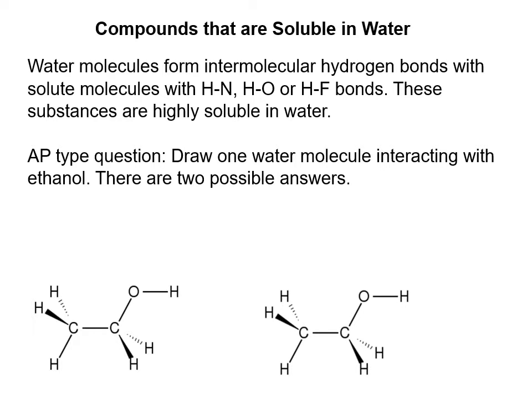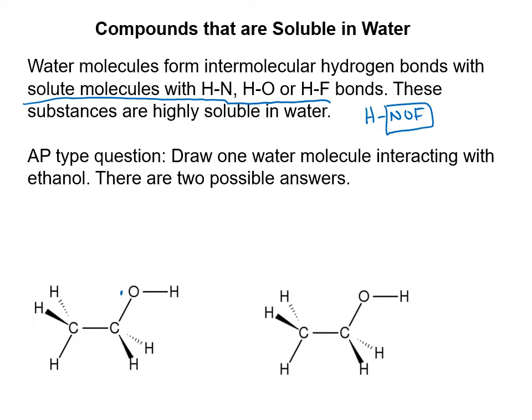Let's take a look at compounds that are soluble in water. We know water molecules form intermolecular hydrogen bonds with each other, but they will also form intermolecular hydrogen bonds with solute molecules that contain H-N, H-O, or H-F bonds, the phrase HNOF. So H has to be directly bonded to either N, O, or F. So here's an AP type question. Draw one water molecule interacting with ethanol, and there's actually two possible answers.